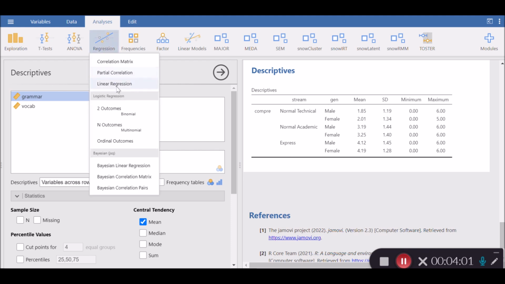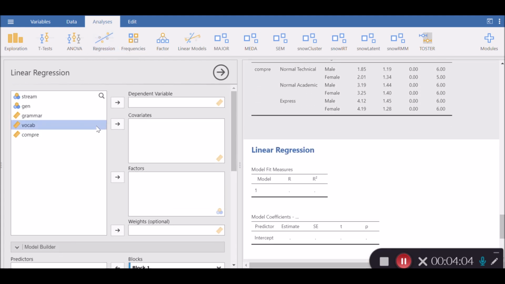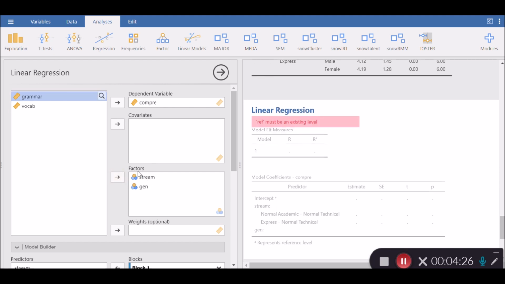Click on regression, click on linear regression, and you end up here. Under this linear regression section, we need to move comprehension to the dependent variable box and move stream and gender to the factors. As I explained in the previous video, factors are categorical predictors or regressors of the dependent variable, whereas covariates would be continuous variables which predict comprehension or other dependent variables in the analysis. In this video, I'm not going to throw in grammar and vocabulary, which are actually continuous variables. That is the topic for another video, a follow-up video for sure.